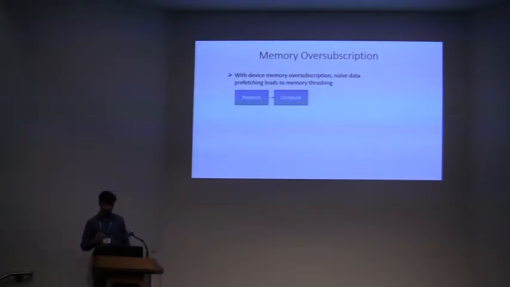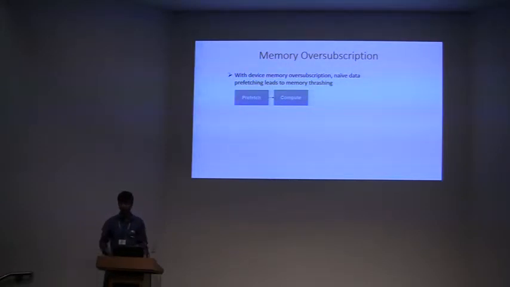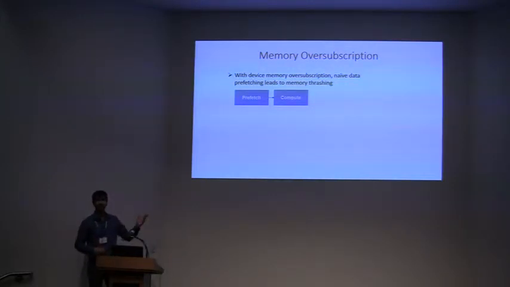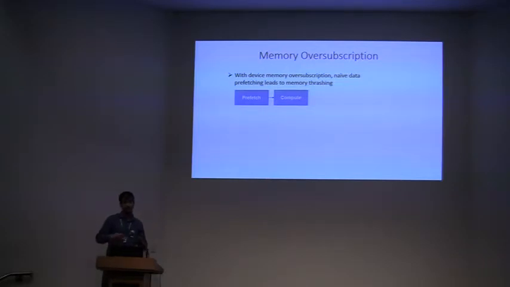The other problem that comes up with UVM is memory oversubscription. Because now you can have data sets larger than device memory, that doesn't necessarily mean that you have good performance. And the particular reason for this, especially if you look at it in the context of the naive prefetching optimization, is that if you prefetch data and then compute it, if the data that you're prefetching is larger than device memory, essentially you're going to lead to memory thrashing. You don't have enough memory and you're prefetching more than you have.